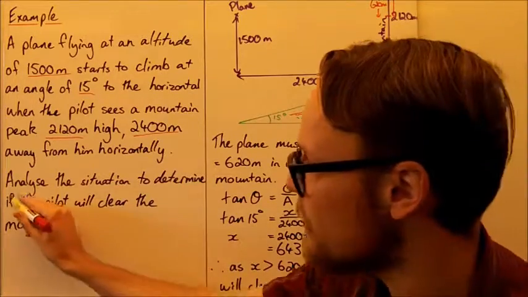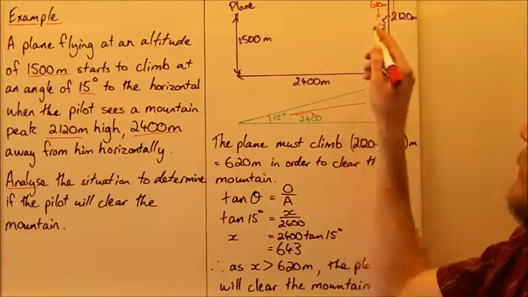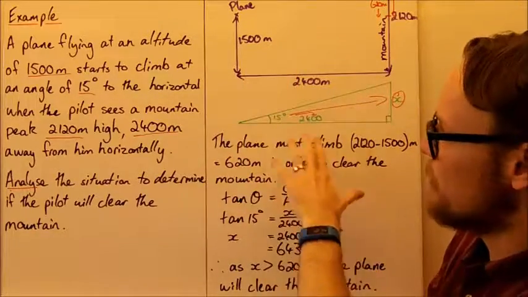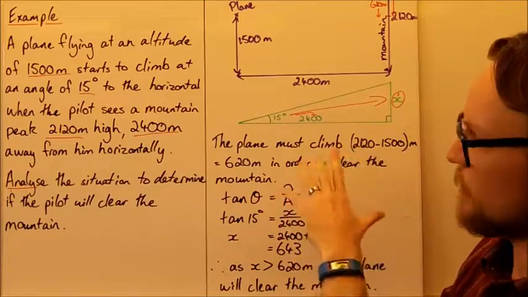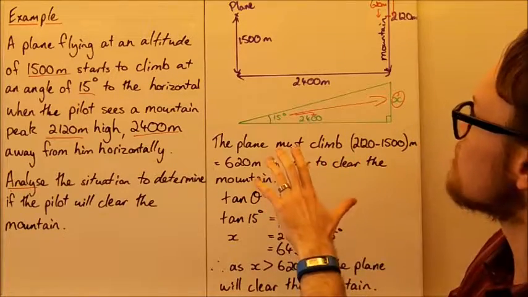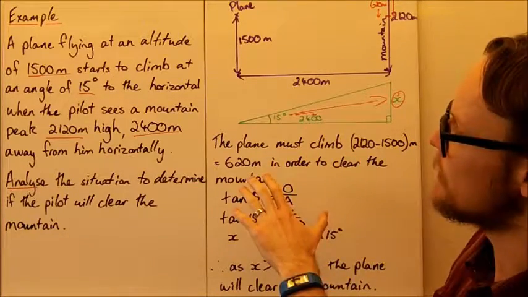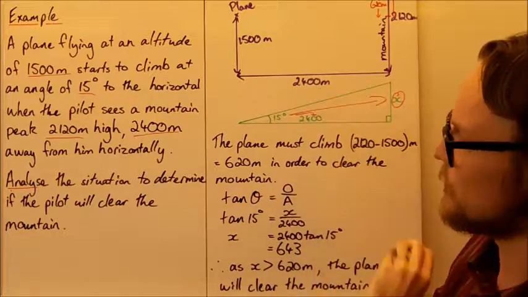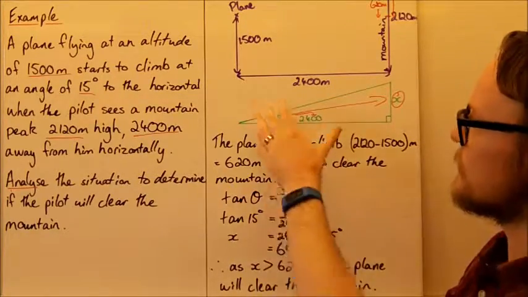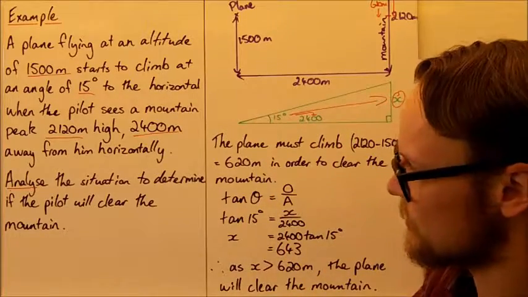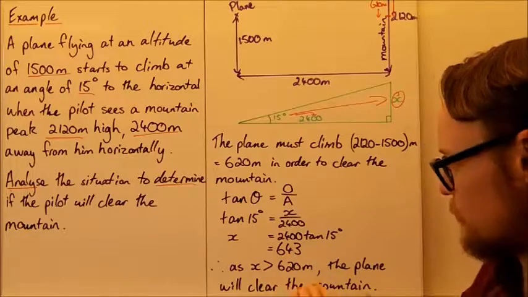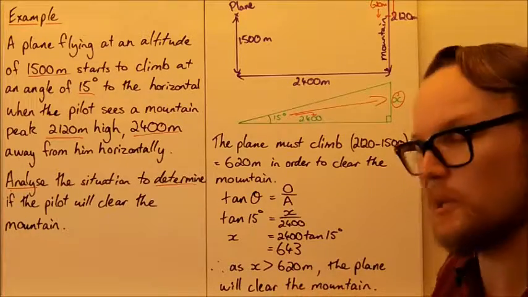So the important parts here: to analyse the situation means we need to pull it apart. That's what we've done. We've pulled it apart by determining that the plane needs to climb the 620 metres in order to clear the mountain. And then I've been able to extract the relevant right angle triangles from that. And then I've answered by determining if the pilot will clear the mountain. And I've said yes, the plane will clear the mountain.